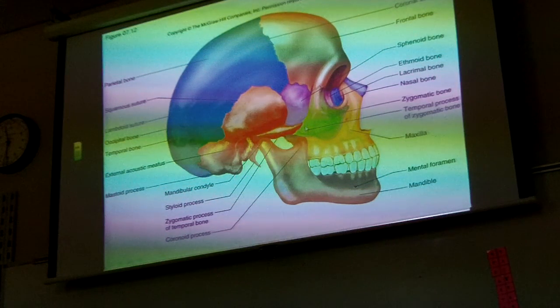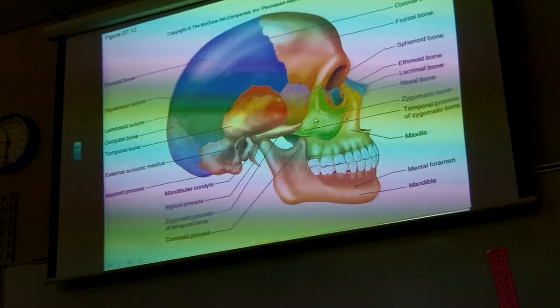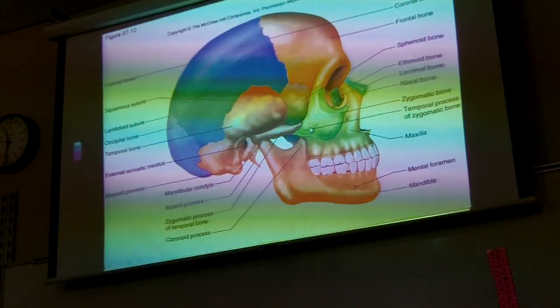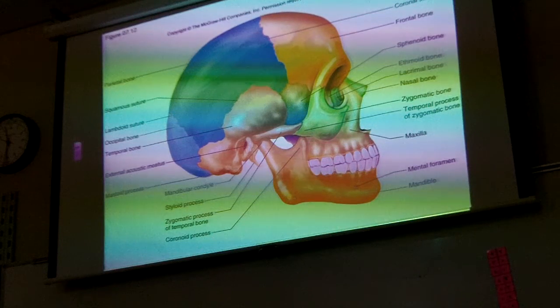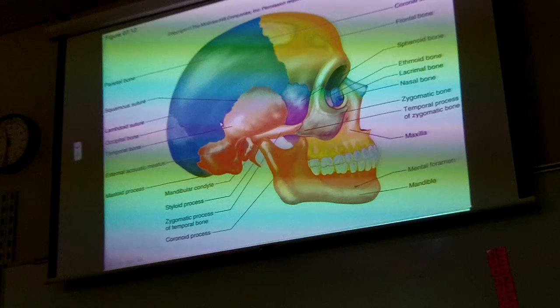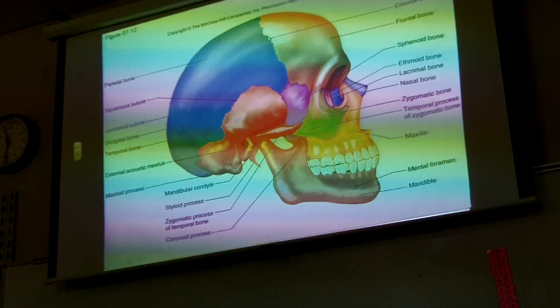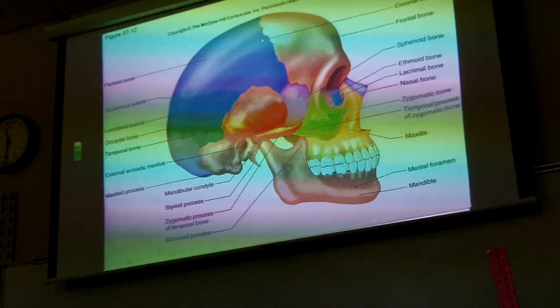So this is part of the zygomatic bone that hits the temporal bone, so it's the temporal process of the zygomatic bone. Process means something sticking off of it. Here you see some more suture names. That's called the squamous suture. That's called the coronal suture.